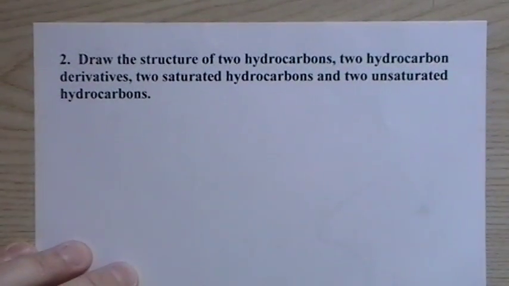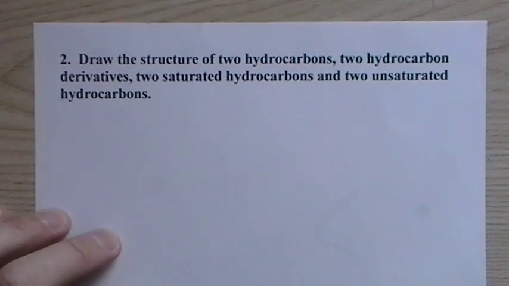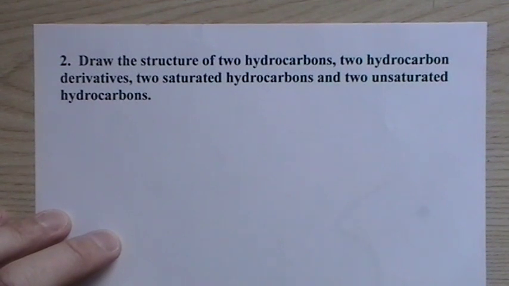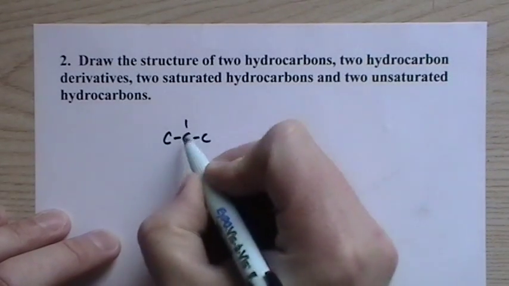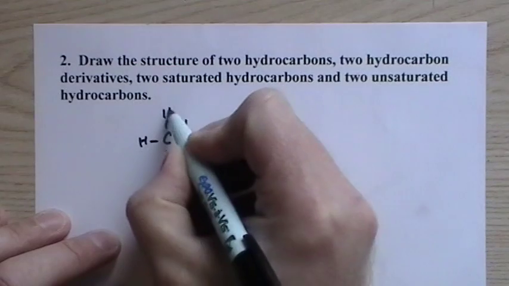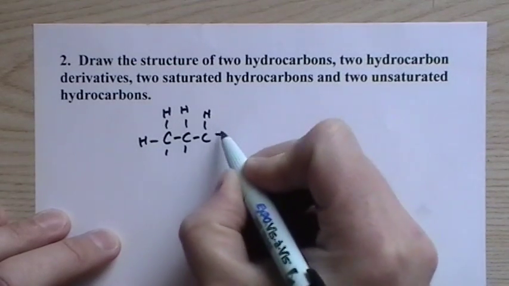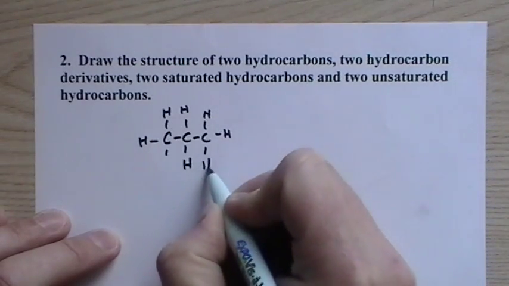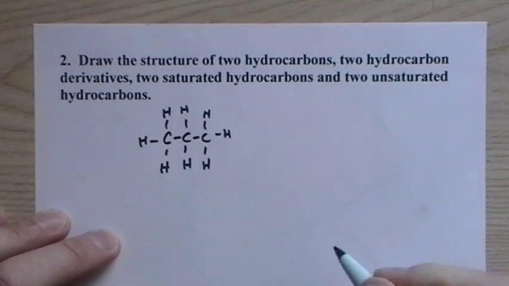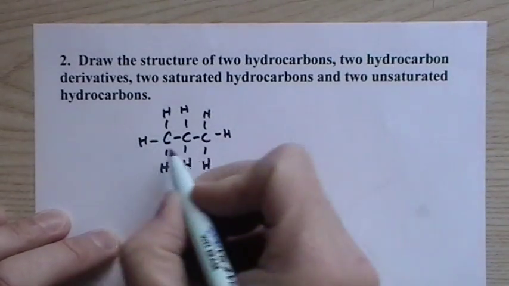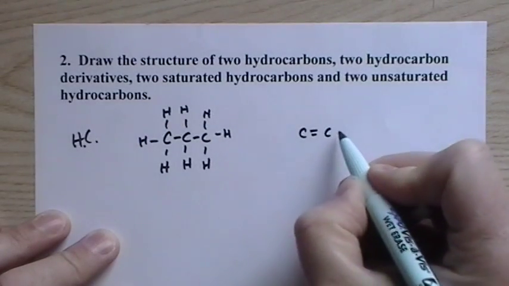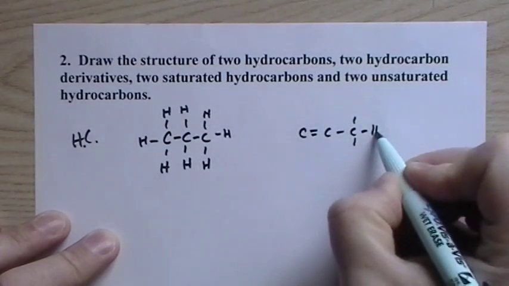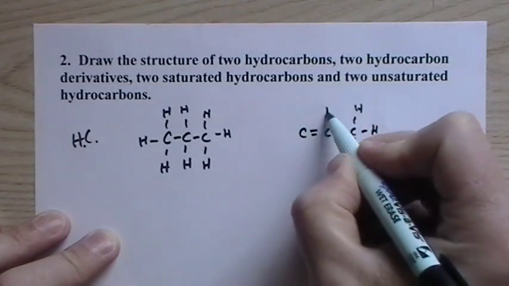Okay, second problem here. Draw the structure of 2 hydrocarbons, 2 hydrocarbon derivatives, 2 saturated hydrocarbons, and 2 unsaturated hydrocarbons. So you're free to make anything that you want here. I'm going to do the 2 hydrocarbons. A hydrocarbon contains carbon and hydrogen. That's all it contains. So that's my one, so we'll just put HC here for hydrocarbon.